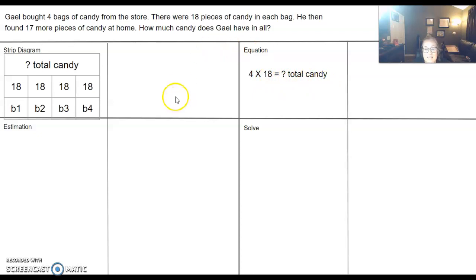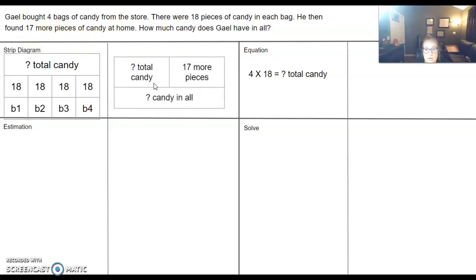Now I can move to my second step. My second step says he finds 17 more pieces. So my strip diagram is going to look something like this. I'm going to use the total number of candy from step 1, add 17 more pieces, and then that's going to tell me how much candy he has in all. So my equation is going to look something like this. My total number of candy from step 1 plus 17 equals how much candy Gael has in all.